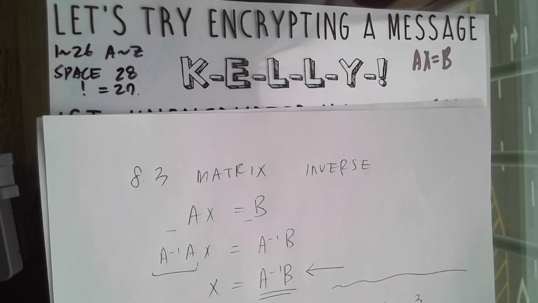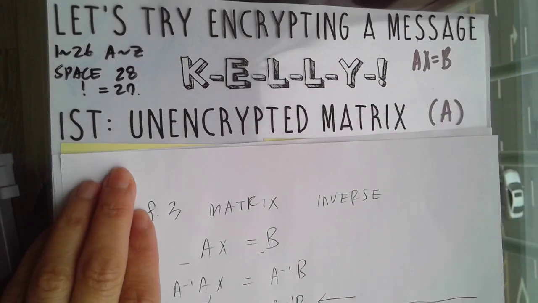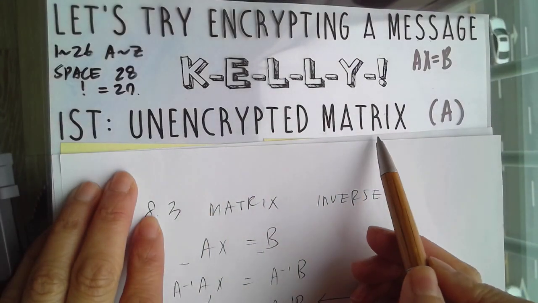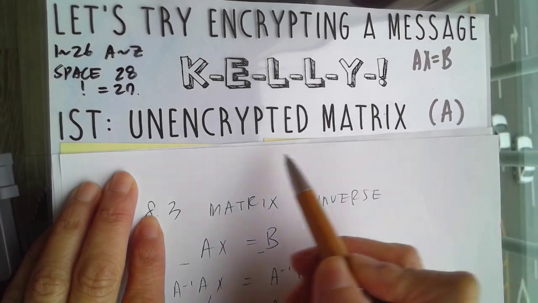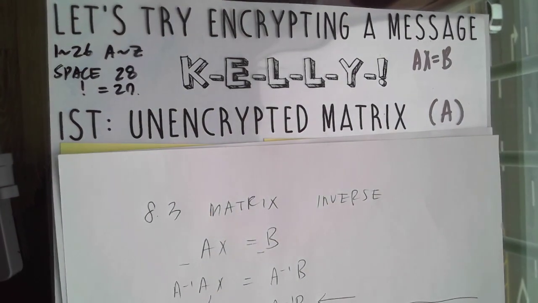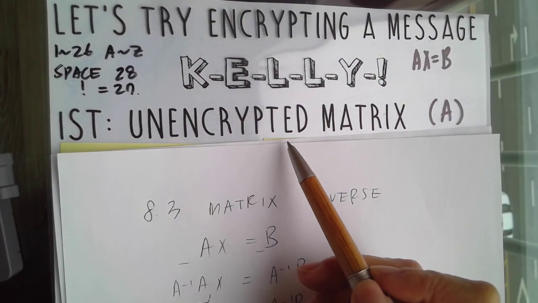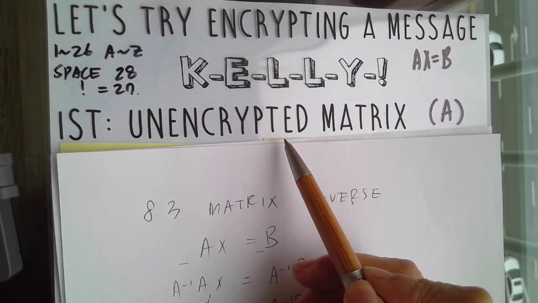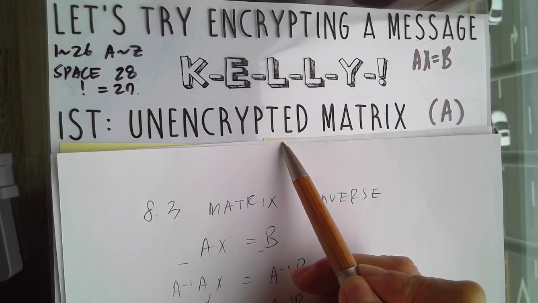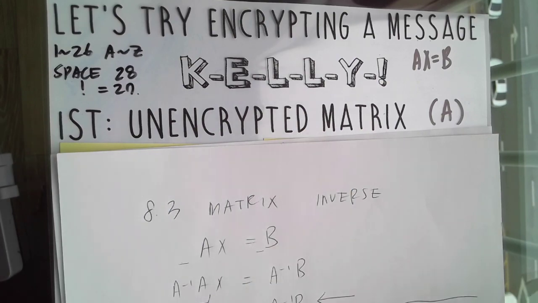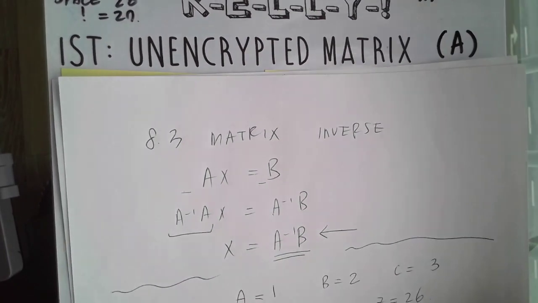First thing you should do is write Kelly. So first, you're going to write your unencrypted matrix, which is going to be your A. Unencrypted matrix, what does that mean? That means the one that spells out Kelly. So think about it. Common sense. Do you think you actually give your friends this unencrypted matrix to decode? Of course not. This is the one you start with though. So first step, unencrypted matrix, A.